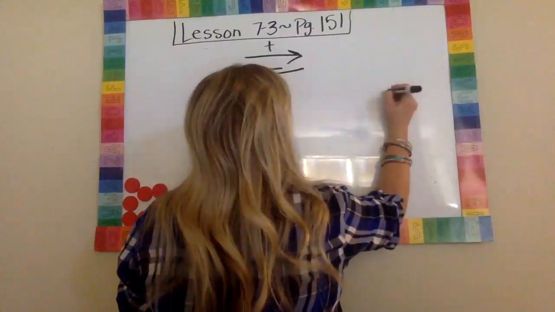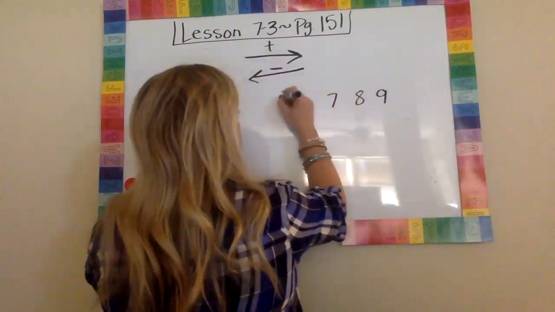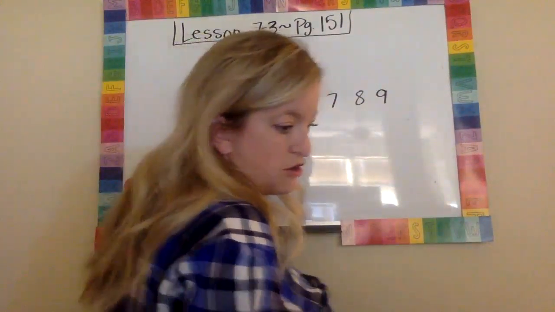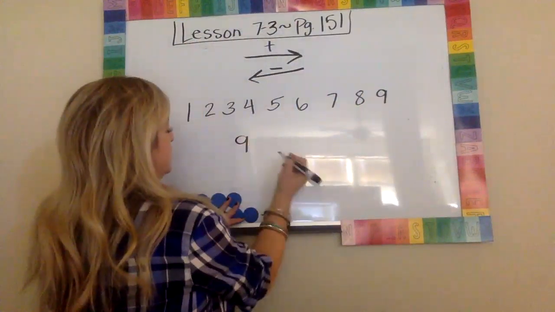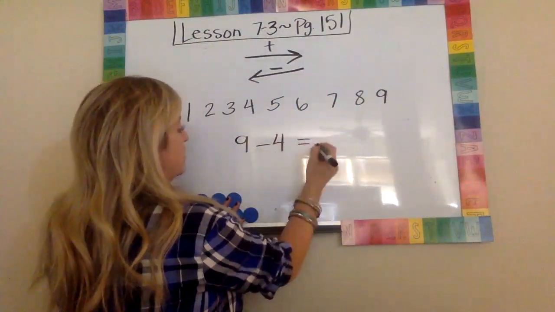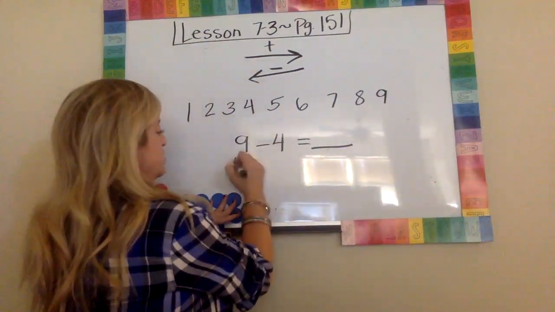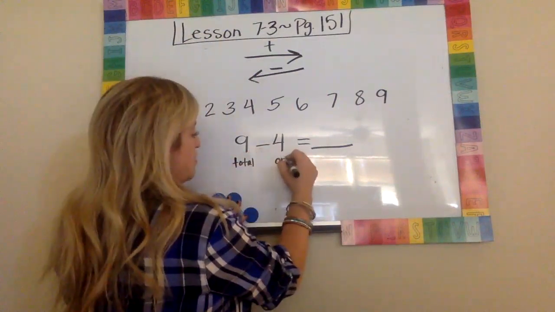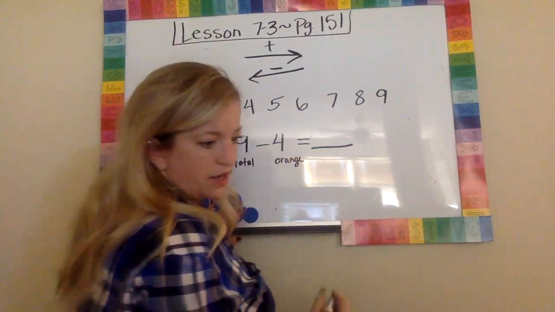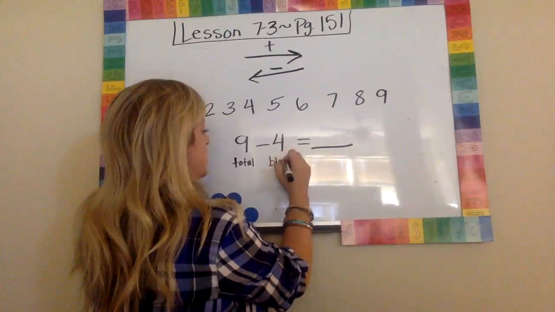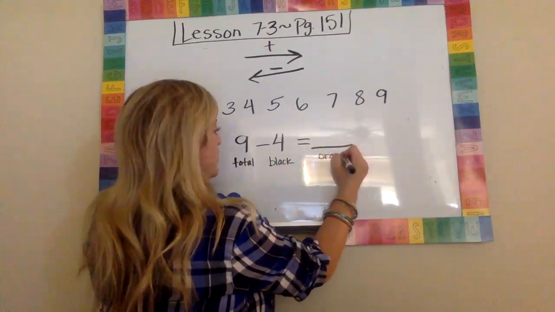So now, number 4, there are 9 cats. Okay, there's 9 cats. 4 are black. 9 cats. Out of those, there are 4 that are black. How many are orange? This is our how many. So I have 9 total. 4 are black, it's an L blend. How many are orange? We don't know.